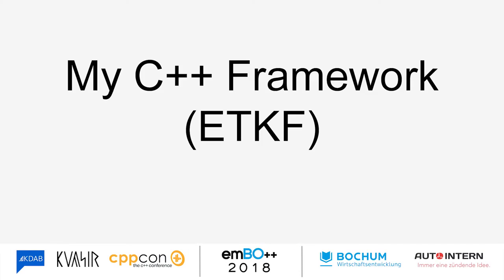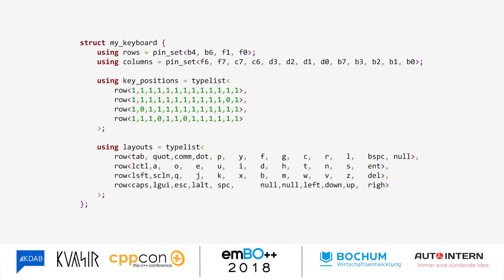So my C++ framework, I mean, I also missed some things out from the C version. This was quite heavily stripped down. But this is almost the entire configuration file for my C++ version. So you specify which pins your rows are connected to and your columns. This is where the gaps in my matrix are, in this key positions type list. And then you have your actual keyboard layouts at the bottom there.